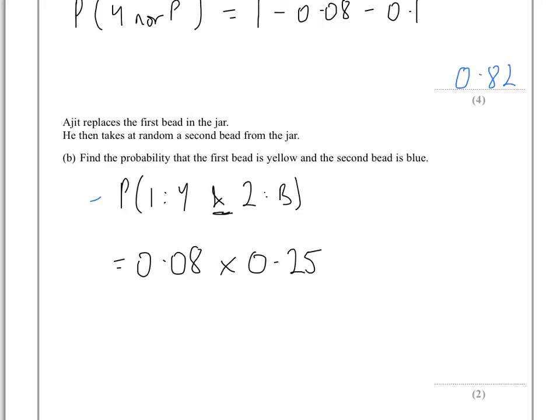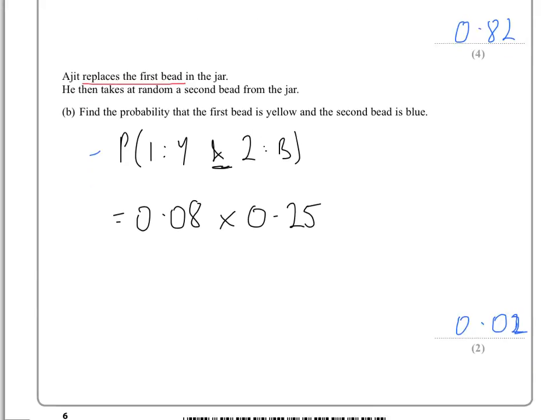And remember, the reason the probabilities do not change, whether it's the first or second go, is because he replaces the first bead in the jar. So he takes it out, sees the colour, puts it back. That's the reason why these probabilities don't change. So 0.08 times by 0.25 gives us 0.02.